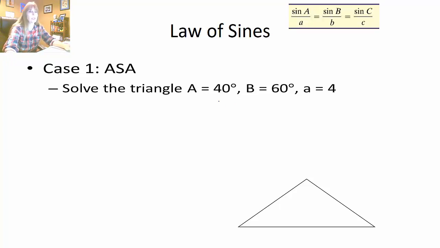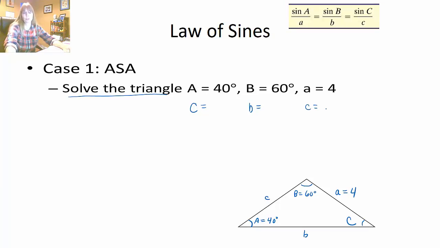All right, so first thing I'm going to do is start labeling my triangle. Let's call this A equals 40 degrees, with the side opposite it, little a, equal to 4. We'll call this one B equals 60 degrees, with the side opposite, little b. Then this is angle C and side c. When it says solve the triangle, that means to solve everything that's missing. So that's big C, little b, and little c.